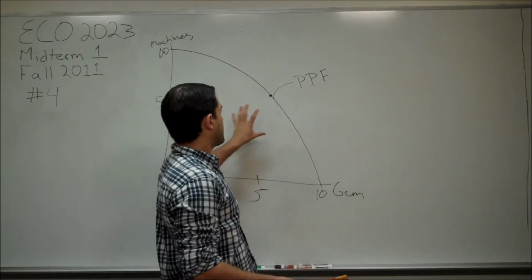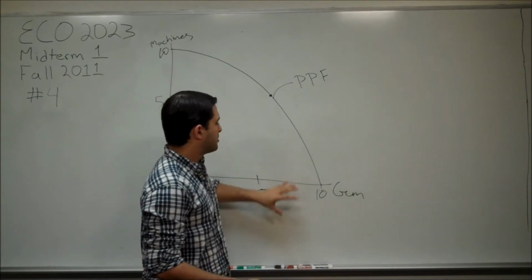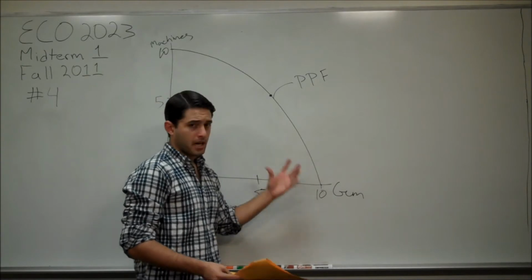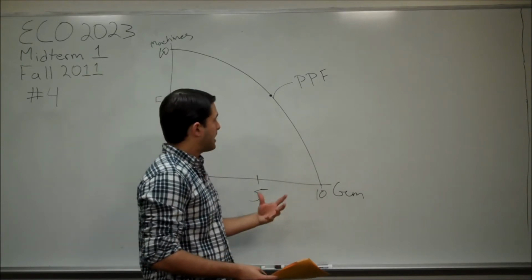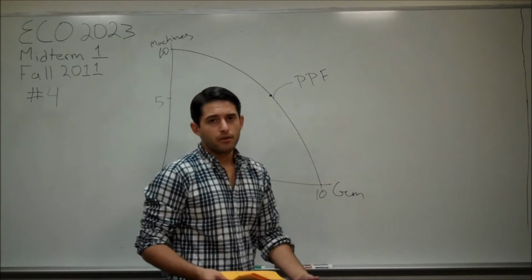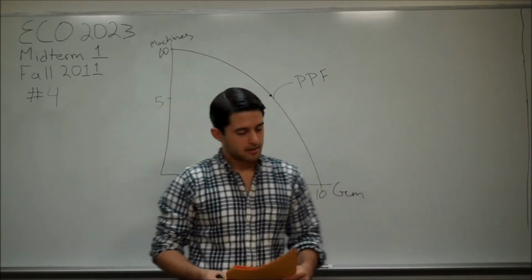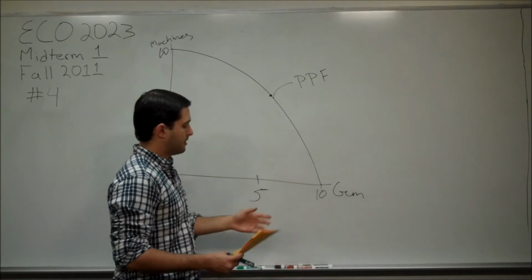That's just allocating your resources differently to be able to produce a different quantity of the combination of goods. So it's not necessarily economic growth, it's just retooling. It's allocating your resources differently. It's the same amount of economic production.